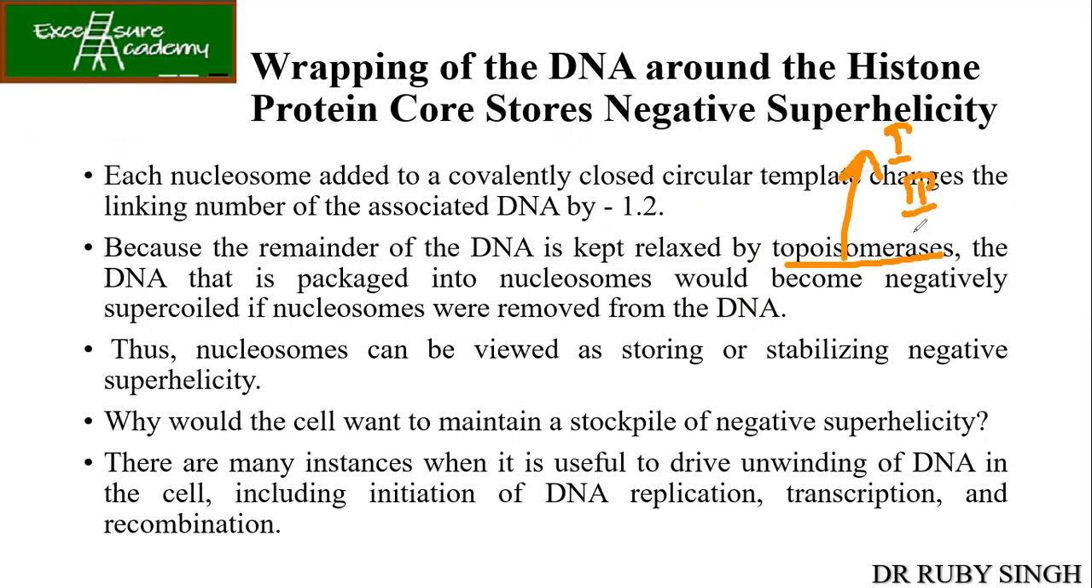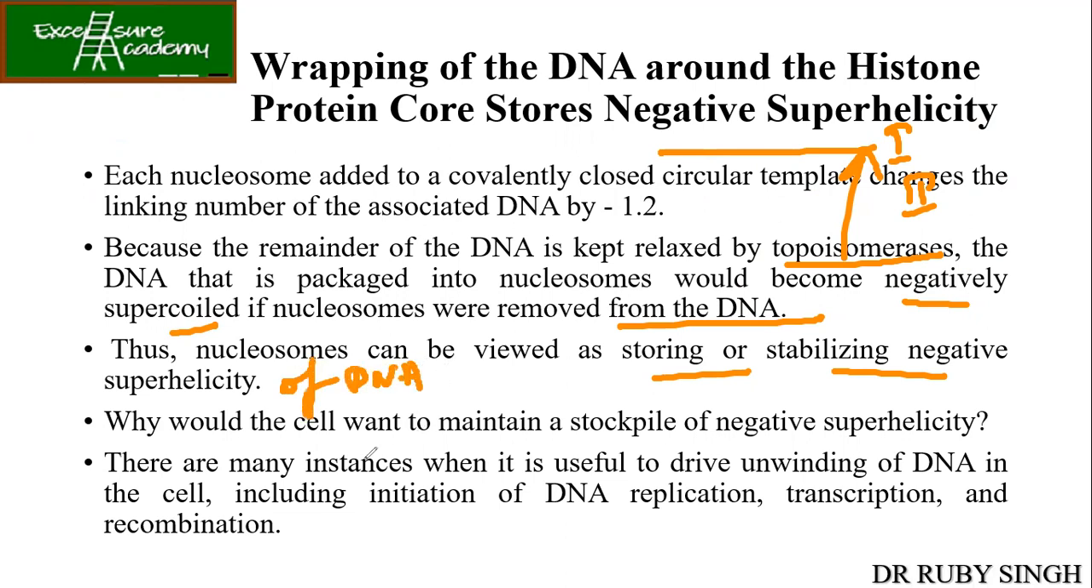Please remember their function. The DNA that is packaged into the nucleosome would become negatively supercoiled if nucleosomes are removed from the DNA. So we are saying that nucleosomes keep negative supercoils in the DNA. Hence nucleosomes are acting as storing or stabilizing negative superhelicity of the DNA. Now, why would the cell like to maintain the stockpile of negative supercoils? What is the importance of this?